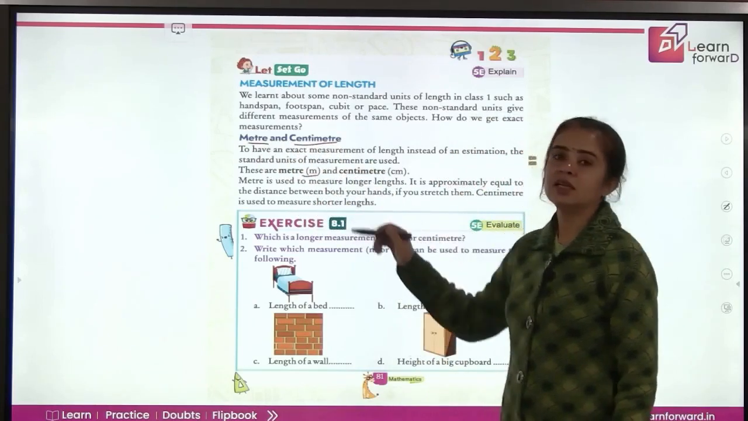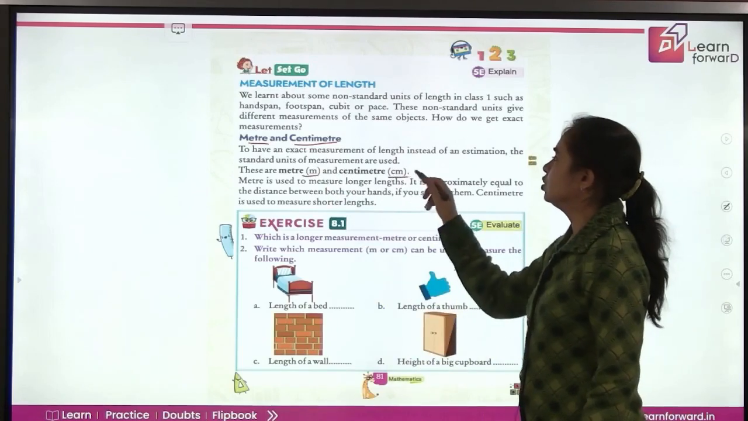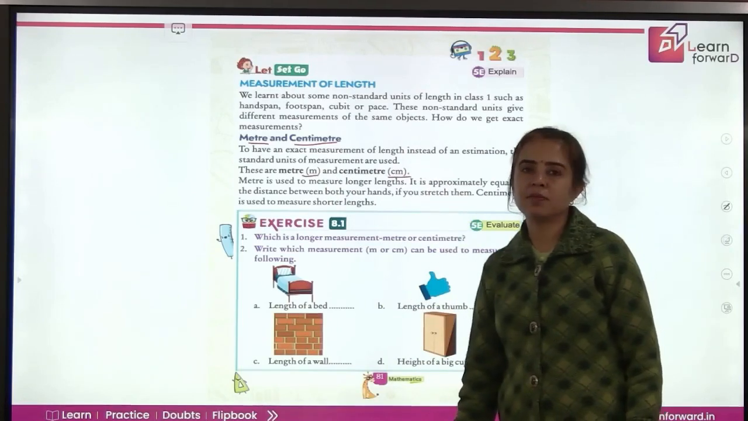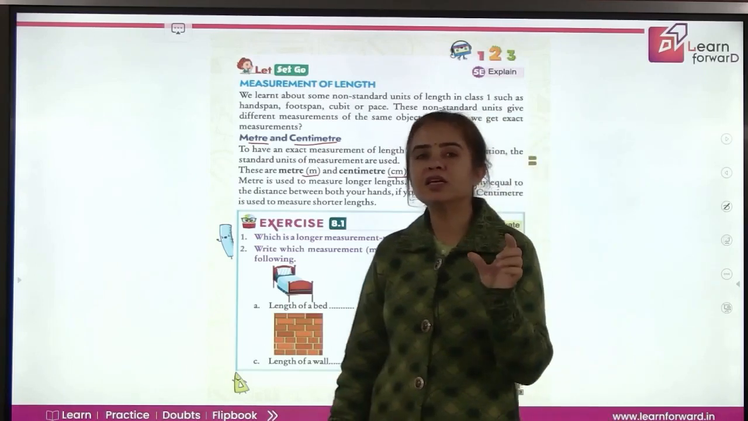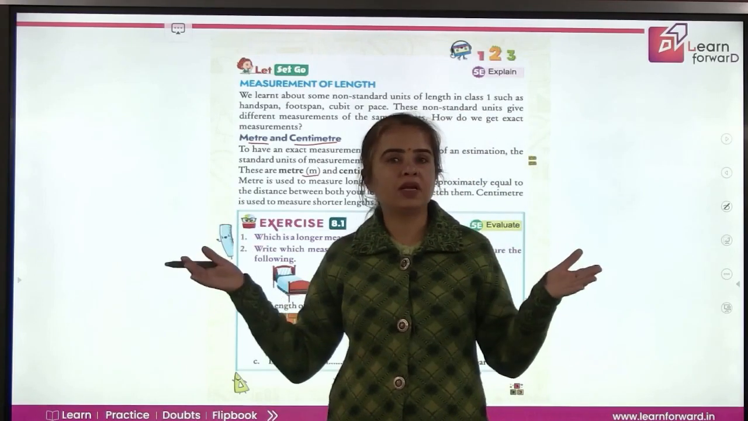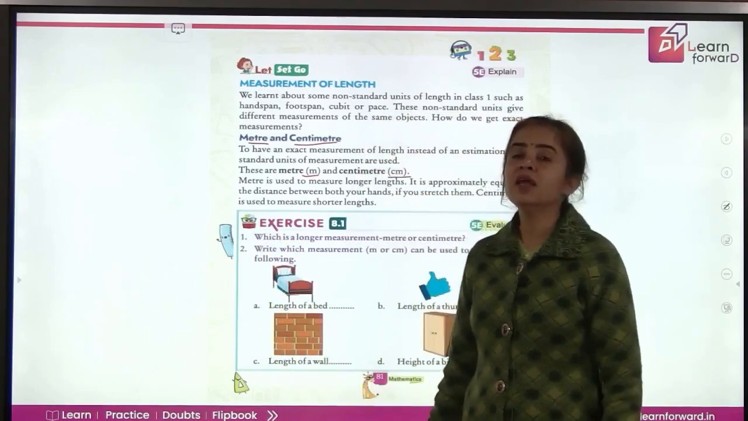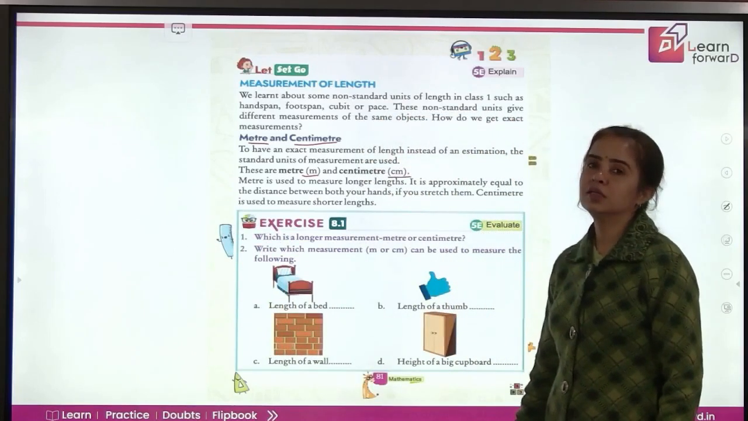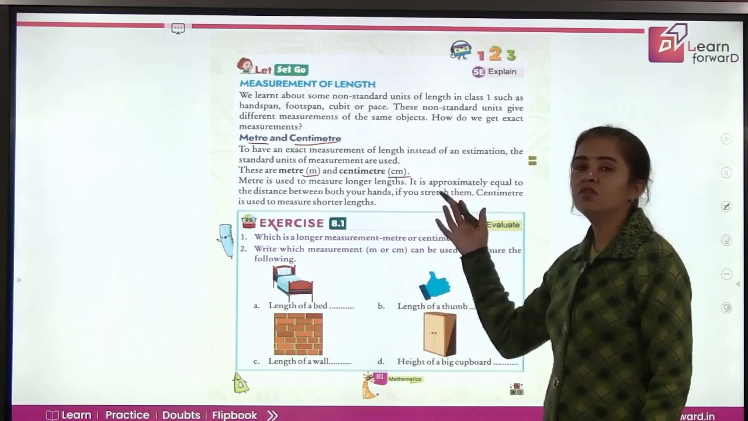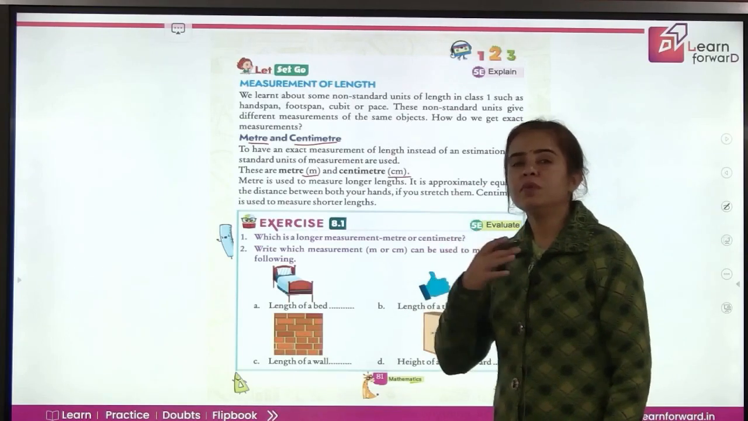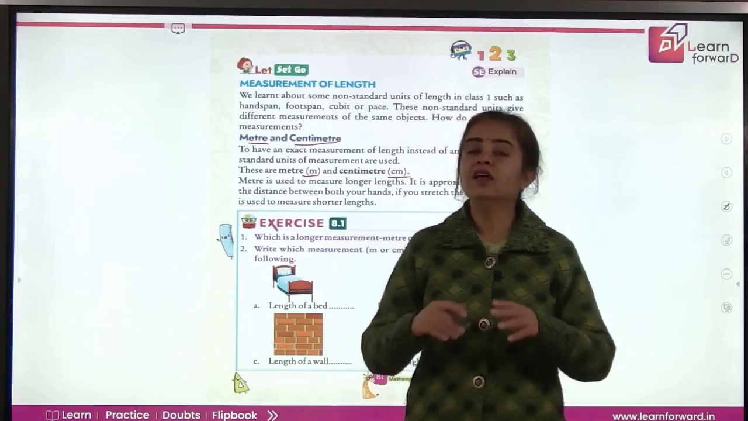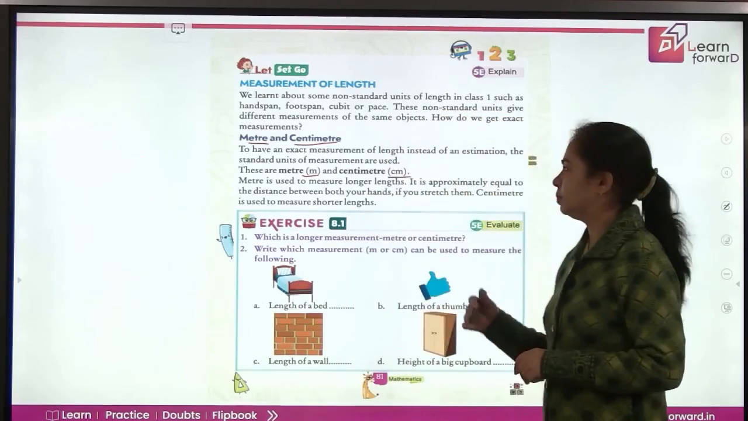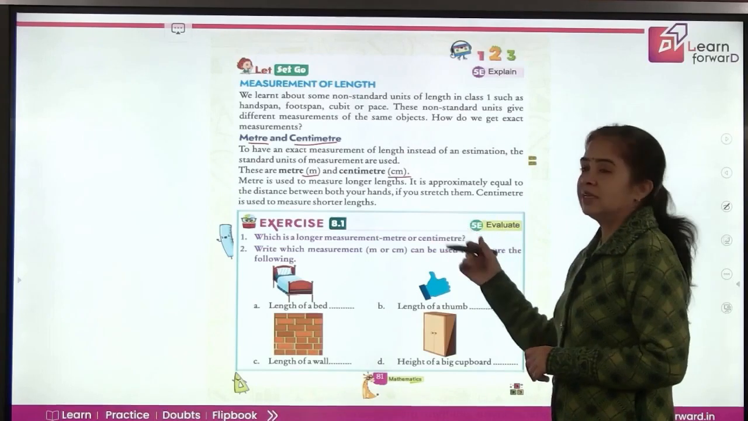Meter is written as m and centimeter in short is written as cm. Centimeter is a smaller unit. We measure small things using it. And meter is a bigger unit. We use it for measuring bigger, longer things. And even more than that, we measure distance also in still bigger units that you will learn when you grow up big.